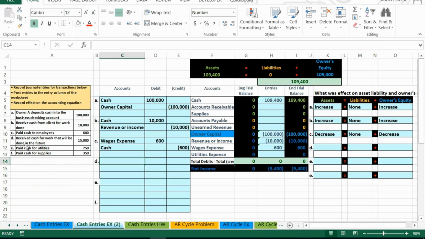Looking at D then, we have receive cash for work that will be done in the future. So first question, is cash affected? Yes. In this case, we received cash. So if we look up here, we can see cash. Cash has a debit balance represented by the fact that it does not have brackets. Unlike credits, which do have brackets, we need to make it go up. How do we make something go up? We do the same thing to it as what it is. That's debit, so we're going to debit it again.